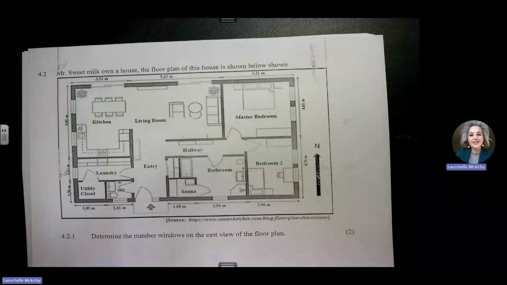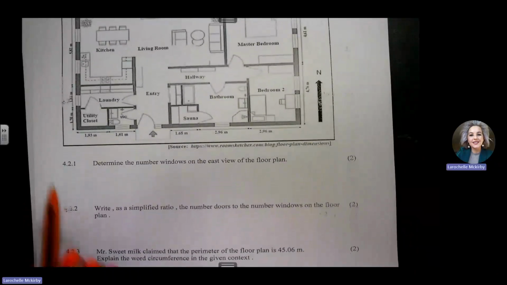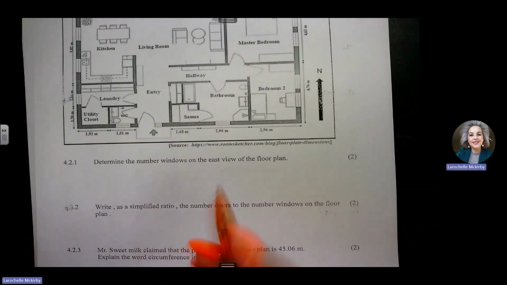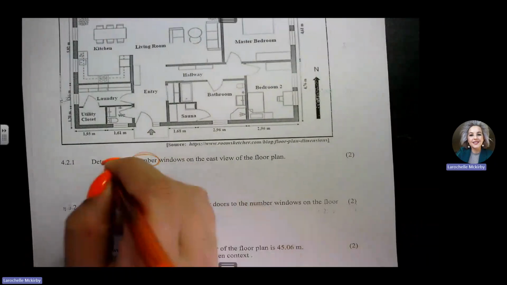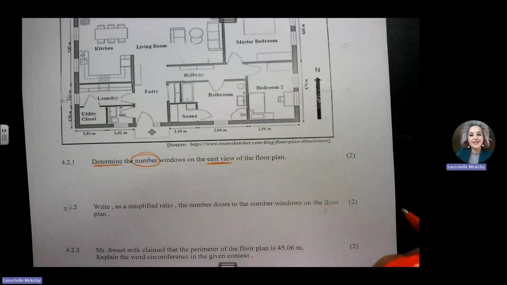So we can only say that this is a top view. We are viewing it from the top. Okay. Now, let's see what they are asking me. They are asking me 4.2.1, determine the number of windows on the east view of the floor plan.